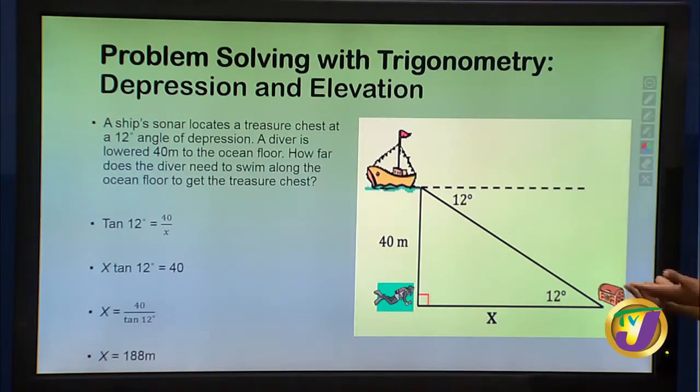So, awesome. Here we're using the tangent. We're using trig ratios to help us, rather than Pythagoras.